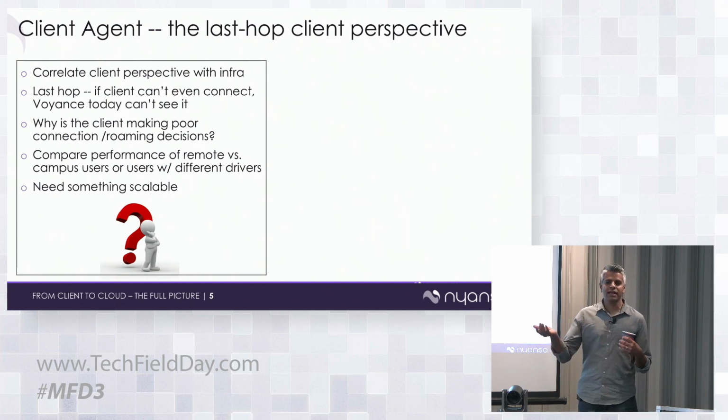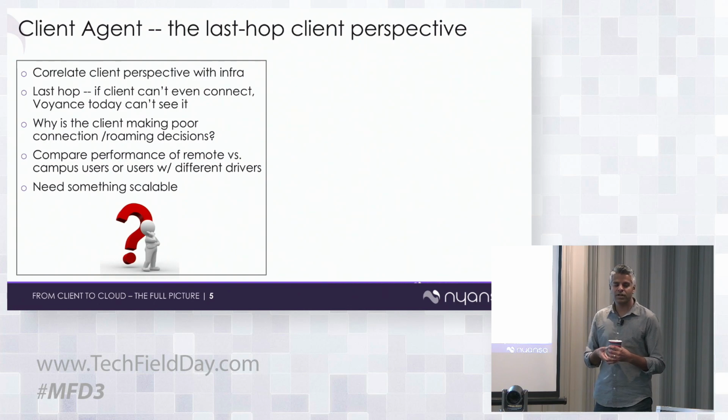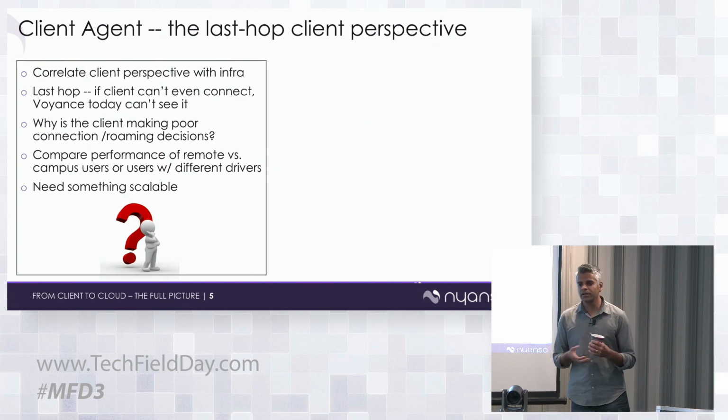But what if a client can't even get onto the network in the first place? What about that use case? Or what if the client is roaming in this weird way that you wouldn't expect from the infrastructure? And how do you figure that out?